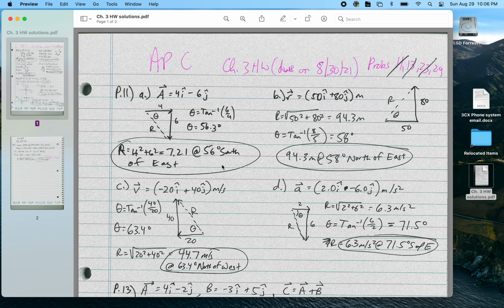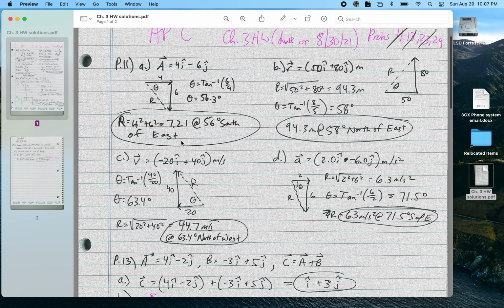I kind of like to use the north, south, east, west thing. You can use degrees counterclockwise from the right, which is basically 0 in math. Or instead of 58 degrees north of east, you could say 58 degrees up from the positive x-axis. At any rate, these I hope are fairly straightforward.